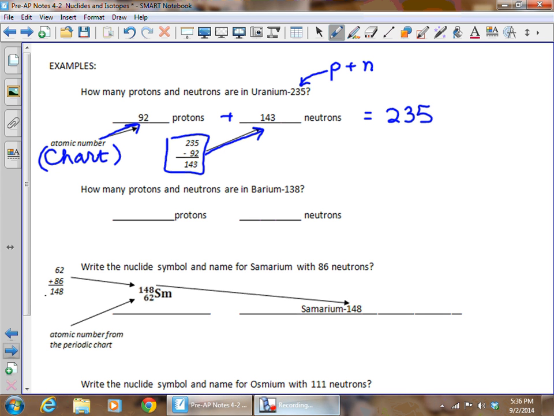So if you looked up barium, you know that the protons plus the neutrons have to equal 138. And barium, if you look it up on the periodic table, has 56 protons. So how do I know how many neutrons it has then? I'm simply going to subtract those 56 protons from the mass number, and that tells me that I have 82 neutrons. And 56 plus 82 better equal 138, which it does.